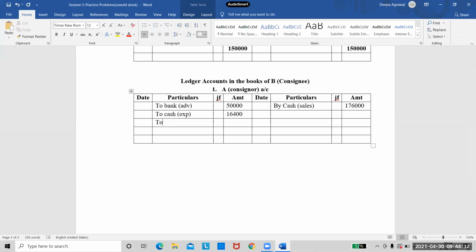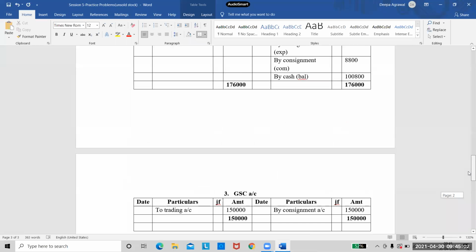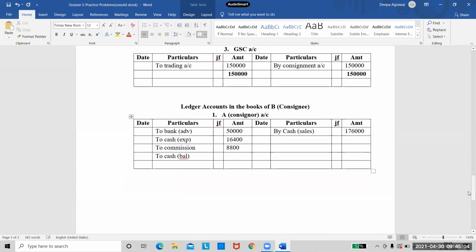Come back again to the debit side because your next entry is commission. So only for commission you will write directly as commission. You will not write cash because the consignee is neither receiving nor paying commission directly in cash. He will deduct this commission later on from his sale value. So that is the reason it is still due. So we are writing it as to commission. That's it. We need to balance. And we are assuming that the balance is paid through cash. So to cash and balance. And we'll have the same amount of balance which you got in the consignor's books. That is 1,08,000.